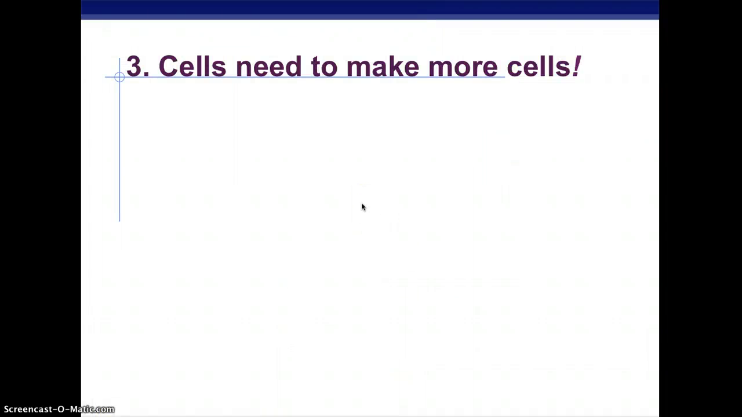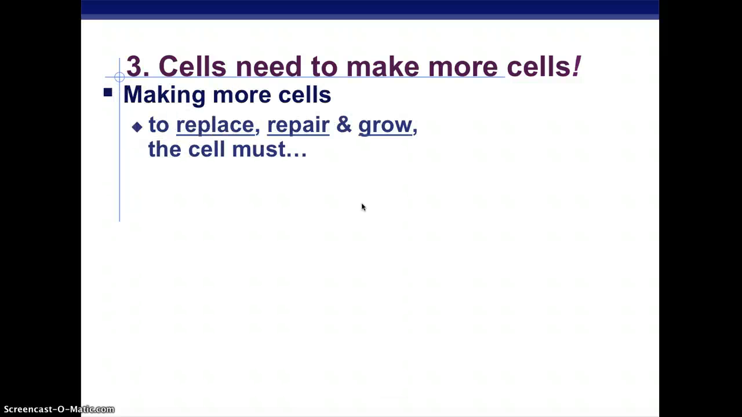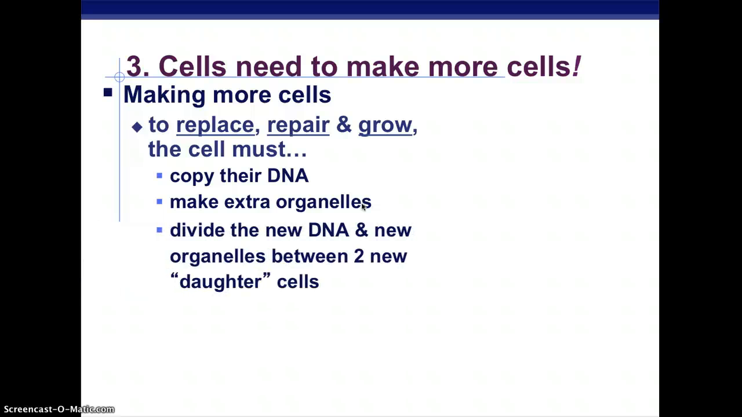So the last thing that cells need to be able to do is make more cells. So making more cells, we have to do this to replace cells that die or cells that get damaged or to allow you to grow. And in order to do this, you have to copy the DNA, make extra organelles so that each new cell has all the equipment it needs to survive. And then you have to divide the DNA and the new organelles between the two new cells, which we call daughter cells.